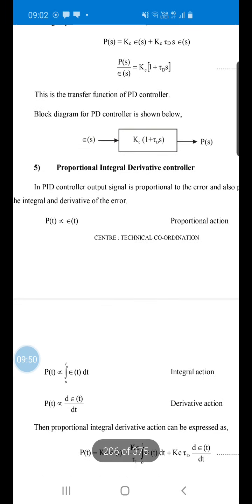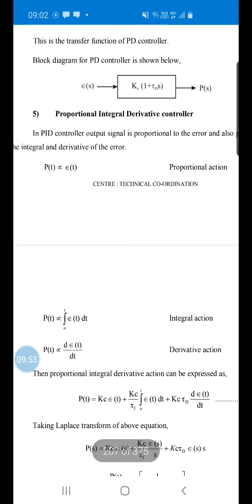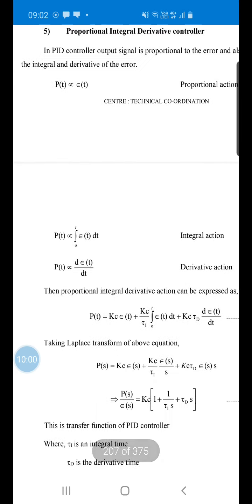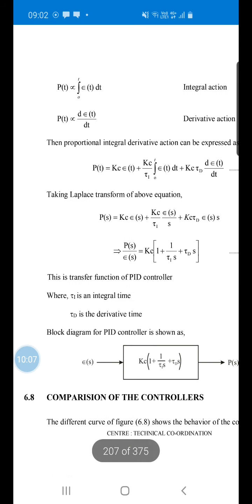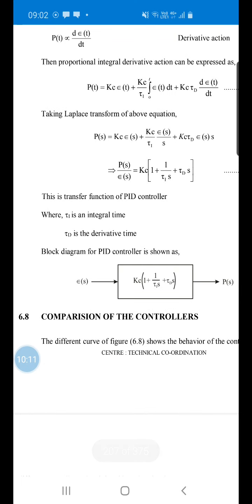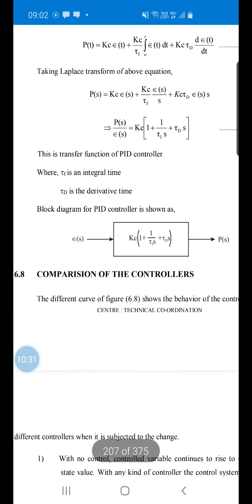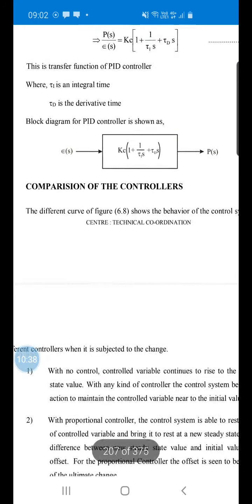Now the last type is the proportional integral derivative type of controller. In this, along with the proportional action, the integral and derivative actions are also added to the controller. So these are the three actions shown. You can combine these three actions and find out its Laplace transform. It will be P(s)/ε(s) = Kc(1 + 1/τIs + τDs). You can see the first term is for proportional action, the second is for integral, and the third term indicates the derivative action. So this is how you can find out the transfer function for the most important controller, that is the PID controller. This will be the block diagram for the controllers.